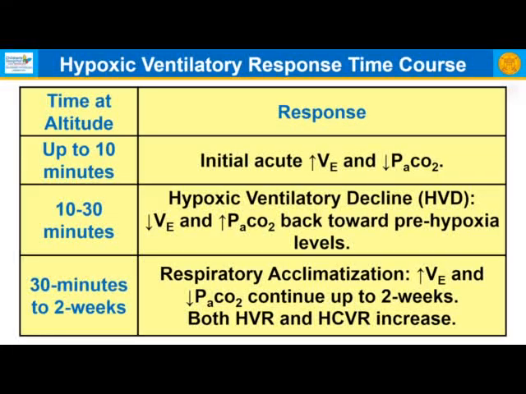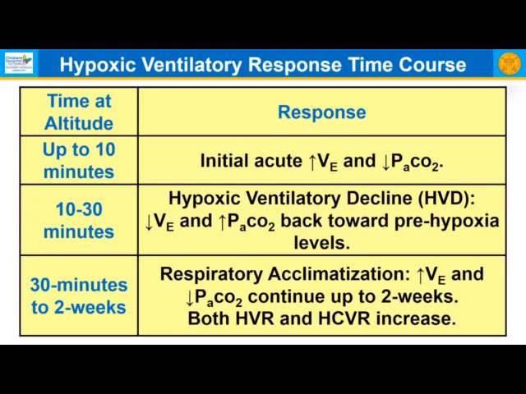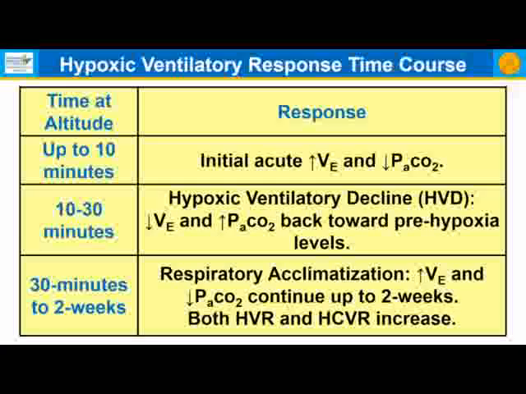So let's look at the time course of the hypoxic ventilatory response when ascending to altitude. Up to about 10 minutes, there's an initial acute increase in minute ventilation and decrease in arterial CO2. About 10 to 30 minutes, this is followed by a hypoxic ventilatory decline. This actually has decreased ventilation, increased CO2, and is back towards the pre-hypoxia levels, not quite, but toward. 30 minutes to 2 weeks, there's a respiratory acclimatization, which increases minute ventilation and decreases arterial CO2, and this continues up to about 2 weeks when both hypoxic and hypercapnic ventilatory responses increase.